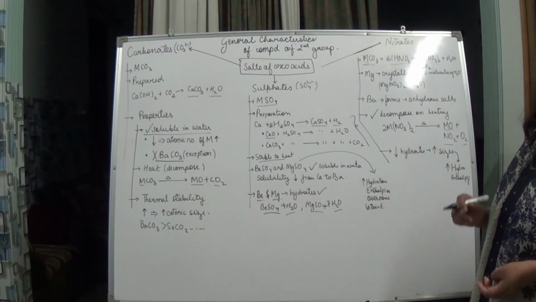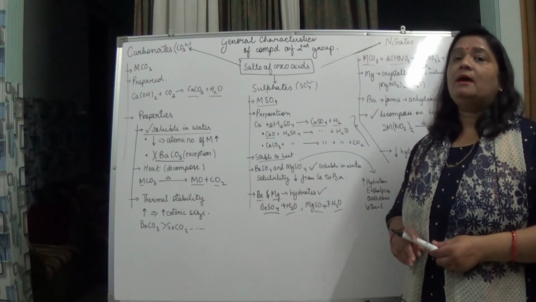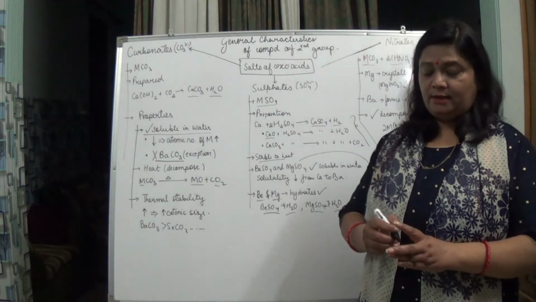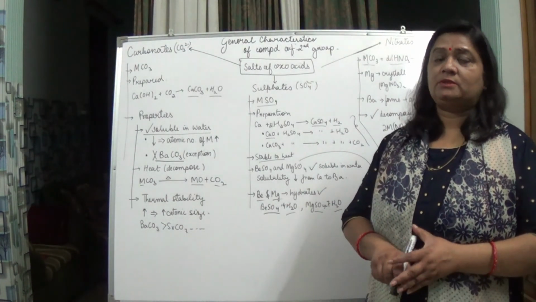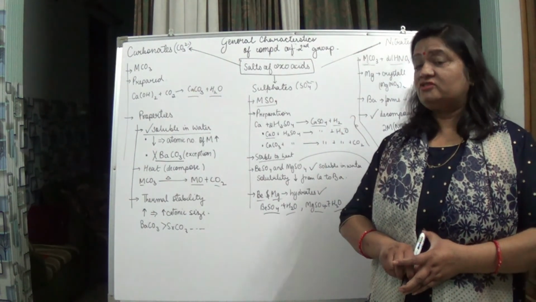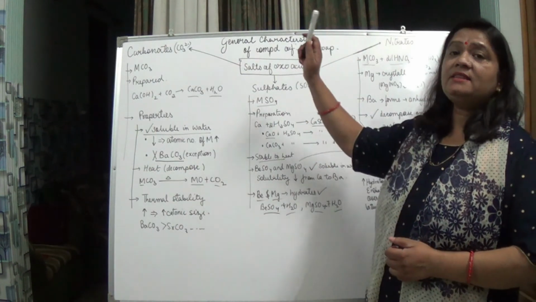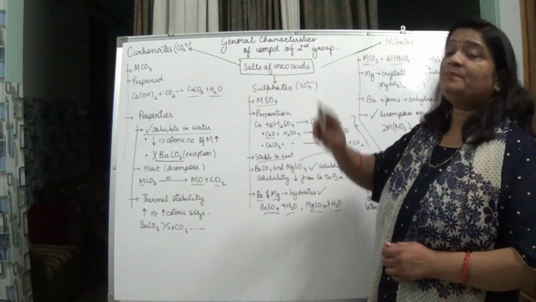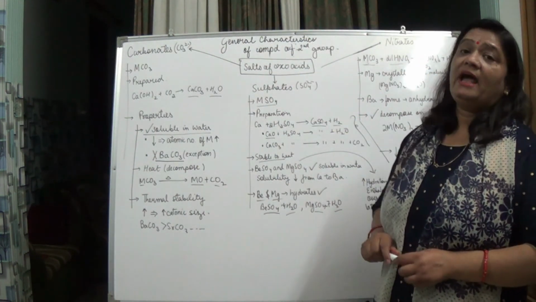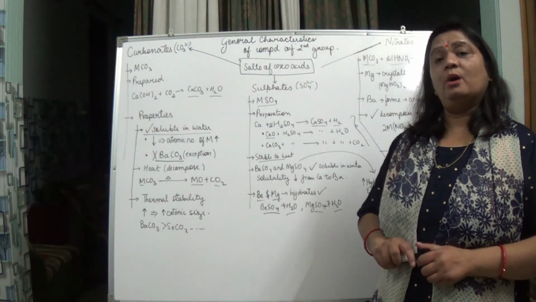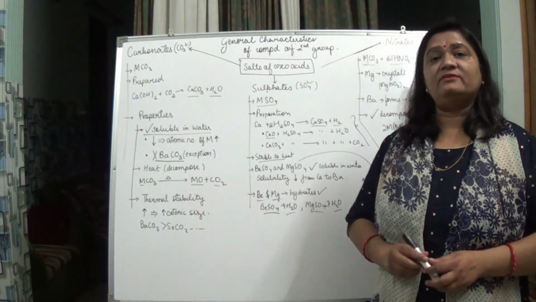So students, today we have studied the alkaline earth metals, the group 2 metals. What have we studied? We have studied the physical properties, the chemical properties, and the general characteristics of the compounds of group 2, as well as the salts of the oxo acids. Hope you have understood.